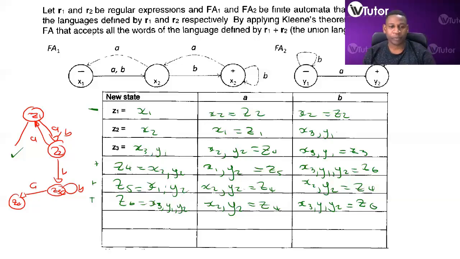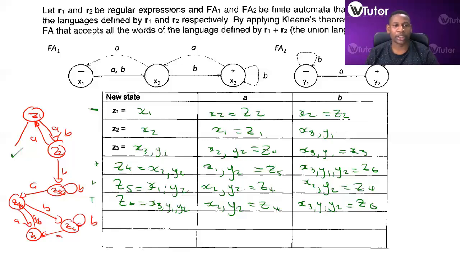Z4 with an A, we stay. Z4 with an A, we go to Z5. And then Z4 with a B, we go to Z6. Then Z5 with an A, we go to Z4. And then Z5 with a B, we go to Z4. Z6 with an A, we go to Z4. With a B, we stay in Z6. So Z4, Z5, and Z6 will remain as final states as well.